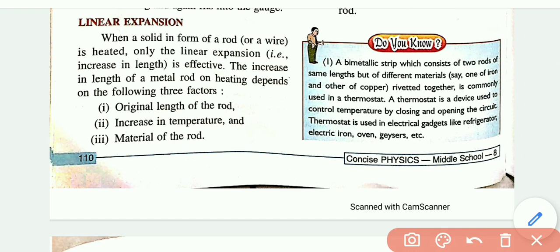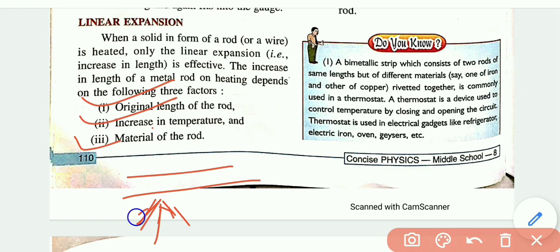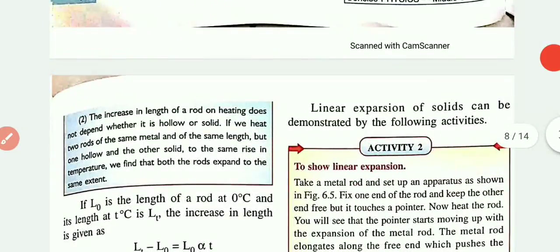So the increase in the length of the metal rod on heating is called the linear expansion. Clear? Linear expansion depends on the original length, the increase in temperature and the material of the rod. The more the length, the more the expansion. If you apply more temperature, the expansion will be more. It also depends on the material; for a different material, the expansion will be different. This was discussed in the previous class, so please go and watch my previous class. Now in today's class we will discuss the formula for the coefficient of linear expansion.